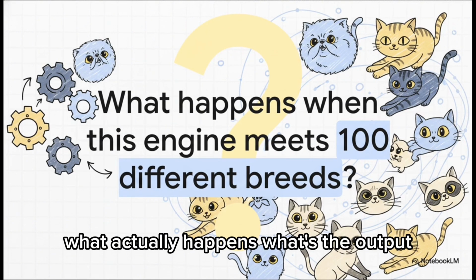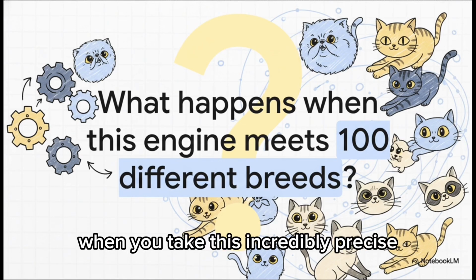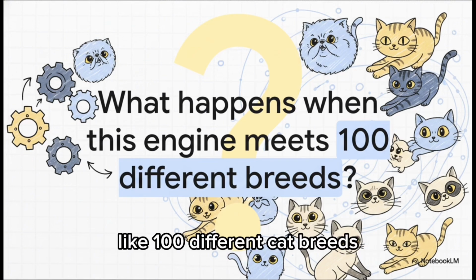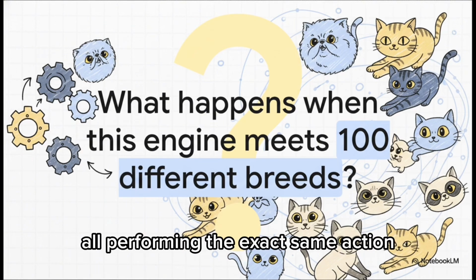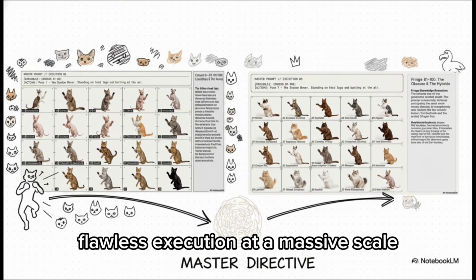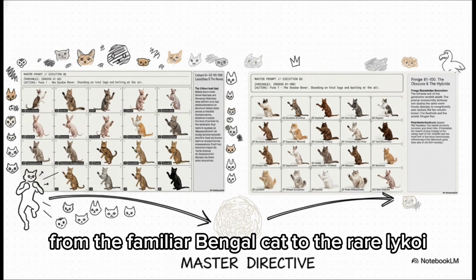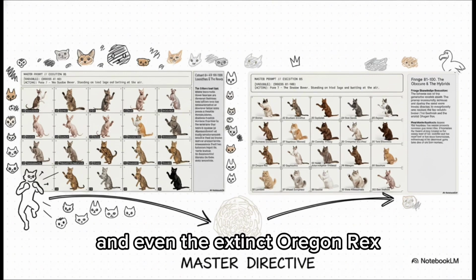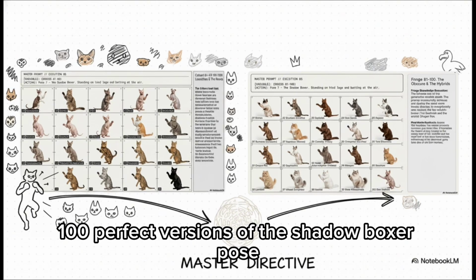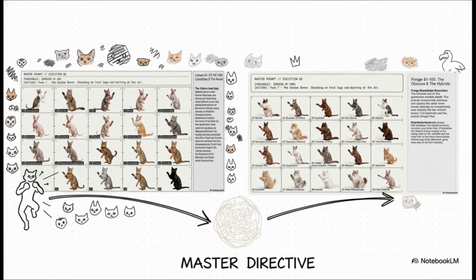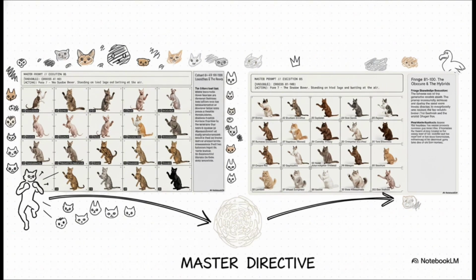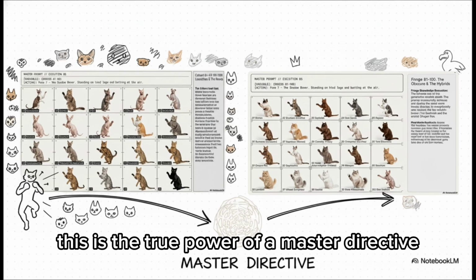What actually happens? What's the output when you take this incredibly precise, scalable engine and you just unleash it on a massive data set, like 100 different cat breeds, all performing the exact same action? You get this absolute, flawless execution at a massive scale. From the familiar Bengal cat to the rare Lykoi and even the extinct Oregon Rex. 100 different cats, 100 perfect versions of the shadow boxer pose. The energy, the posture, the framing, it's all perfectly identical. This is the true power of a master directive.